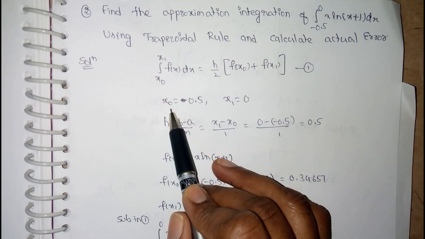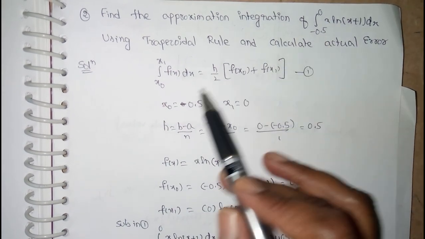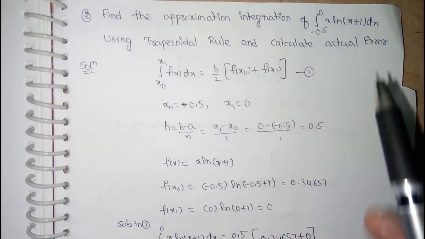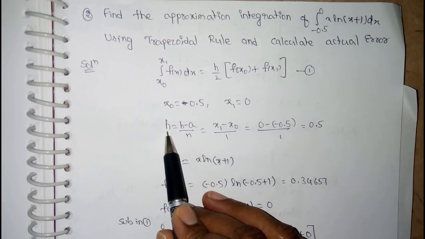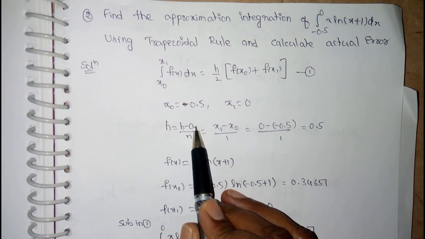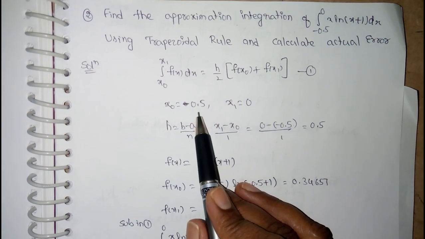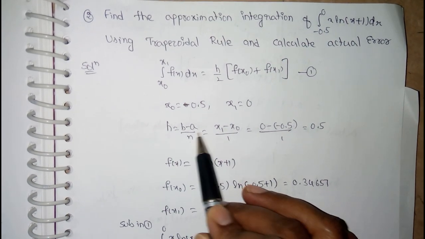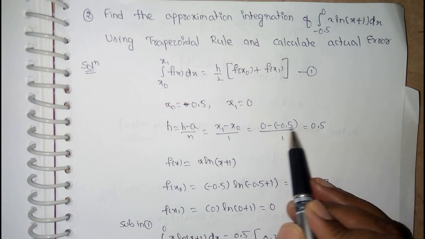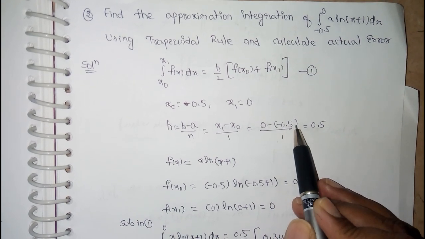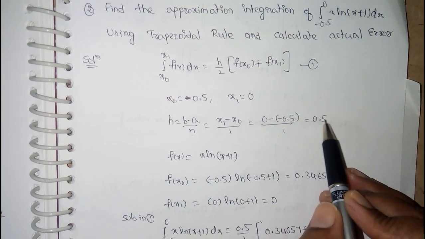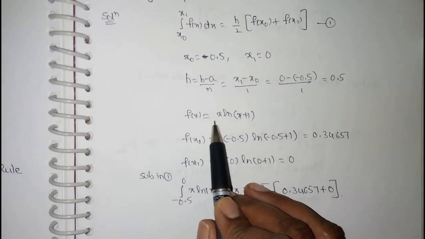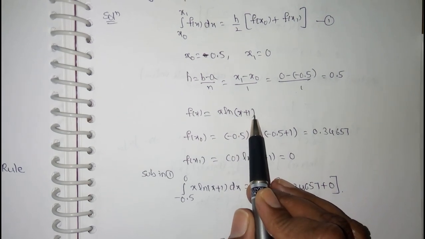Next, given x0 equals the lower limit, that is -0.5, and the upper limit x1 equals 0. Next, to calculate h, the formula is (b - a)/n. Here b equals the upper limit, 0, and a equals the lower limit, -0.5, so (0 - (-0.5))/1 equals 0.5. Next, the given function f(x) is equal to x ln(x + 1).